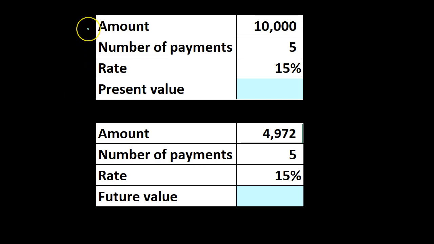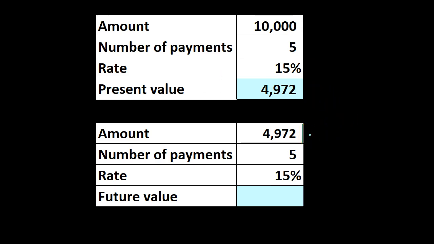So if we have the amount of $10,000, the number of payments, 5 years, we're going to say in years in this case, and the rate, 15%. This is what we need to calculate the present value, no matter what method we use, whether it be the formulas, the tables, or Excel. We would then get the present value of 4,972.